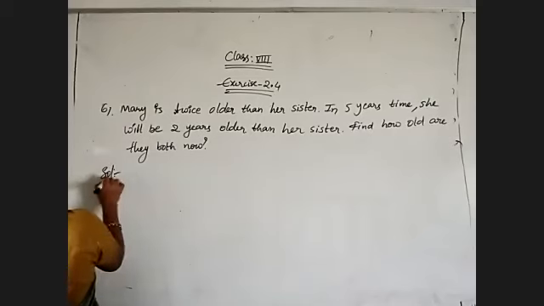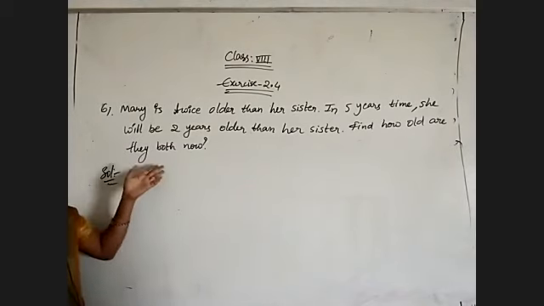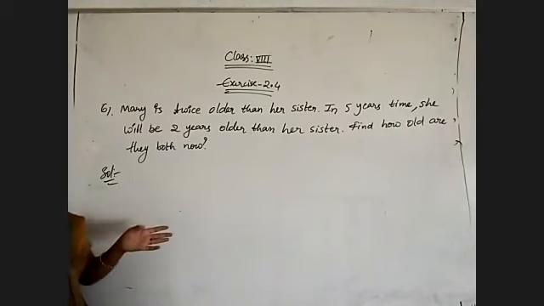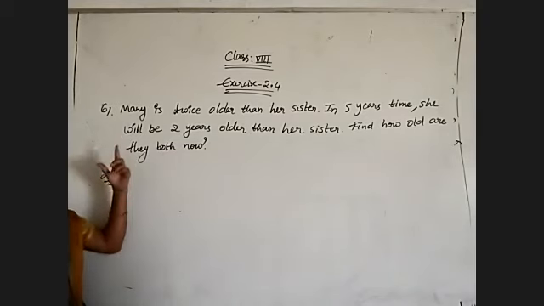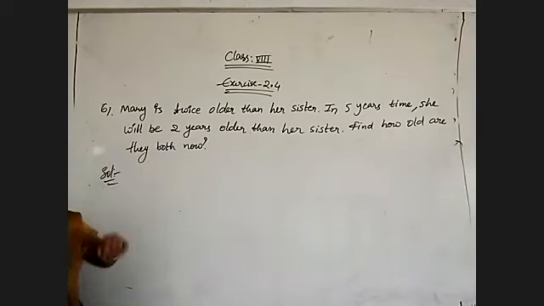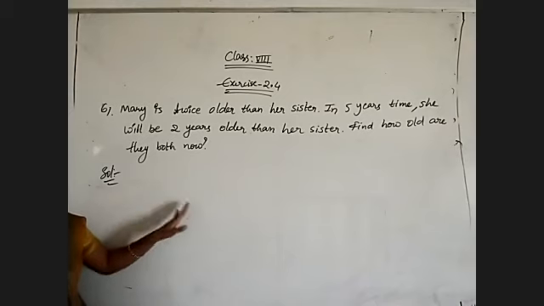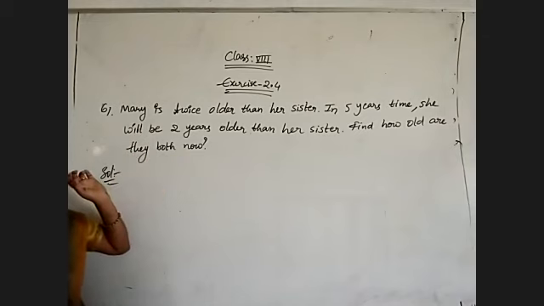So now observe the question. Mary is twice older than her sister. Okay, older means bigger, the elder one. So suppose her sister is 4 years, her age will be twice, 2 4s are 8. Twice means 2 times. So let her sister's age be equal to x, then her age will become 2x. In 5 years time means after 5 years. Suppose her age is 4 years, after 5 years, 4 plus 5, 9. So after 5 years, she will be 2 years older than her sister.